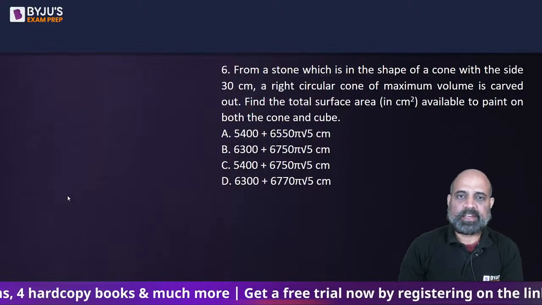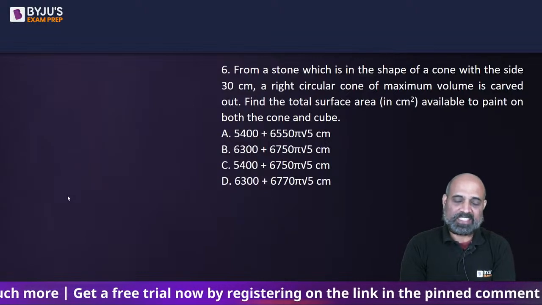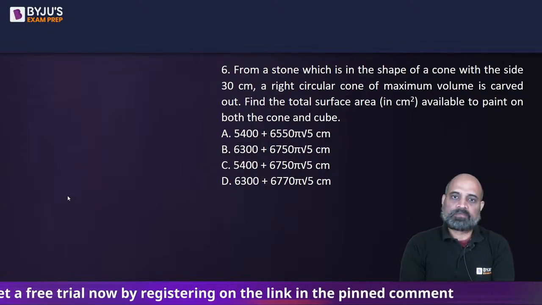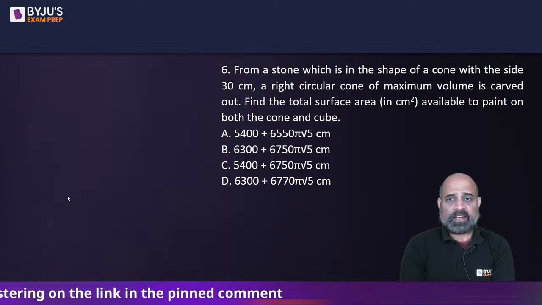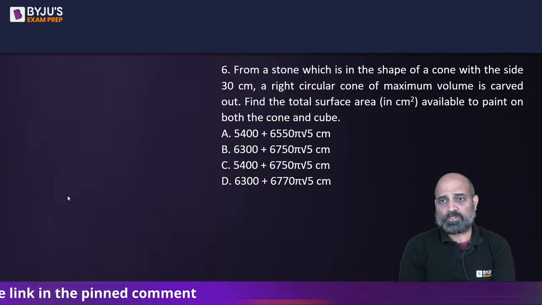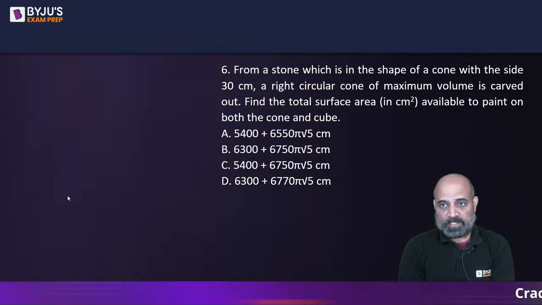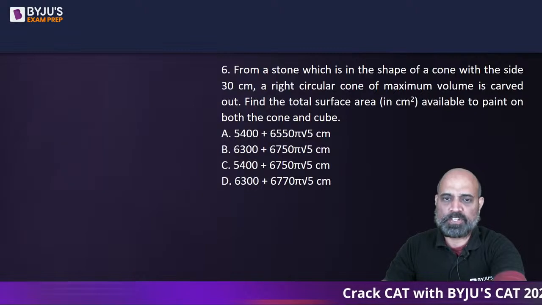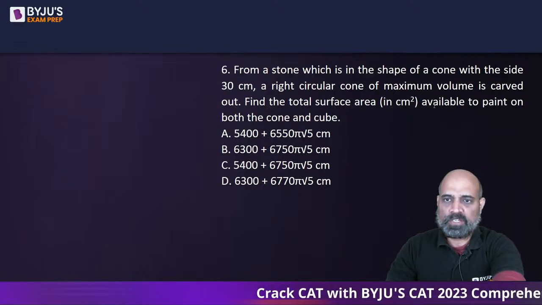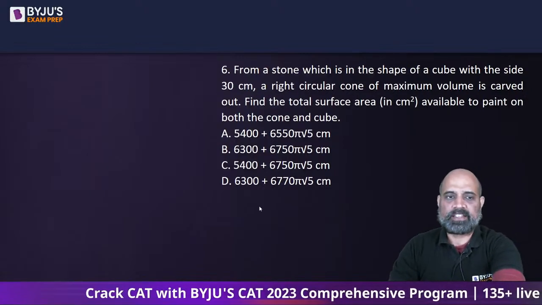Okay, next. From a stone which is in the shape of a cone with the side 30 centimeter, a right circular cone of maximum volume is carved out. Find the total surface area available to paint on both the cone and the cube. It should be the shape of a cube and not a cone, right? Otherwise, why would they use the word side? It should be cube.